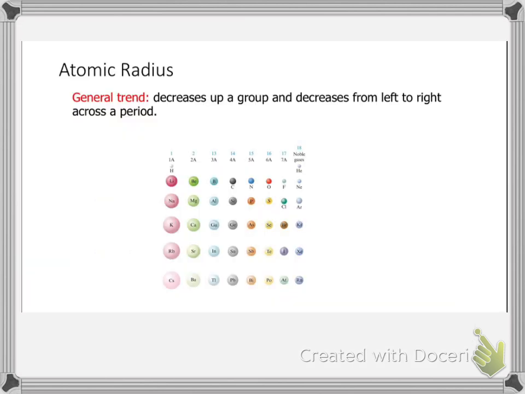Our second trend is atomic radius. Now, what atomic radius is referring to is the size of the atom.